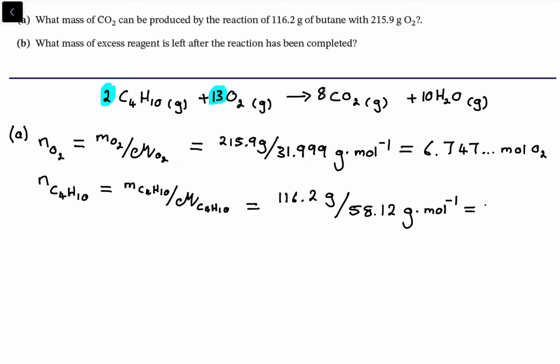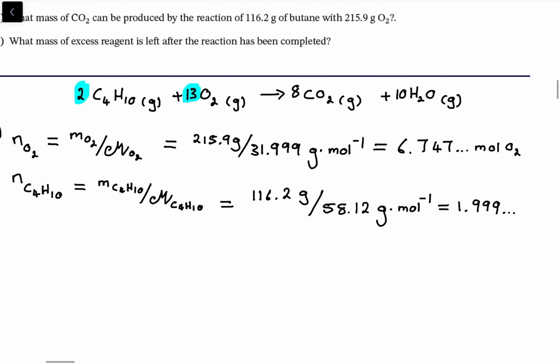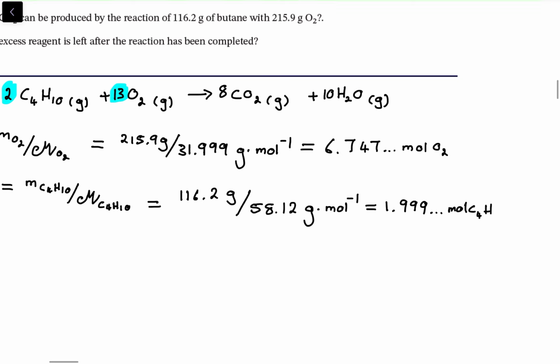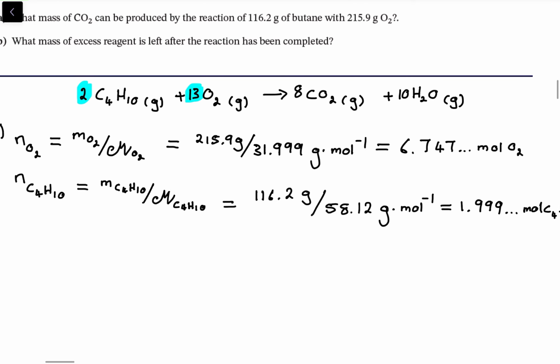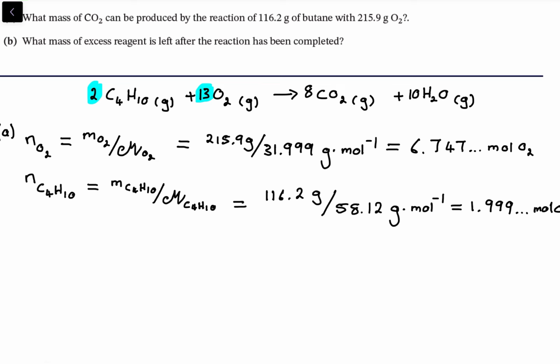And we see we get 1.999 mole of butane, C4H10. So you can already start seeing from those two numbers, 1.99 is very close to 2. So it basically says we have 2 mole of butane. How many moles of oxygen would 2 mole of butane like to react with? Well, it would like to react with 13 mole of oxygen.